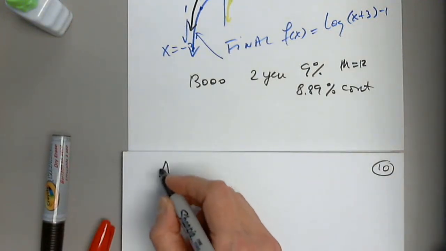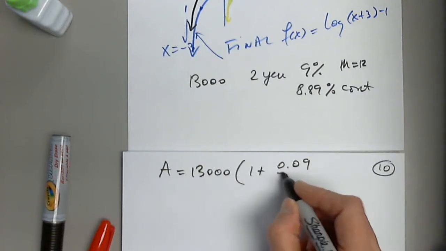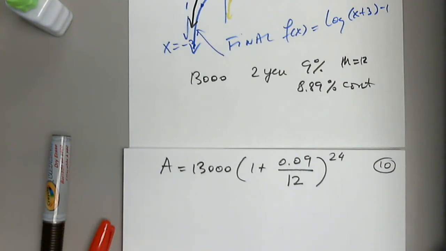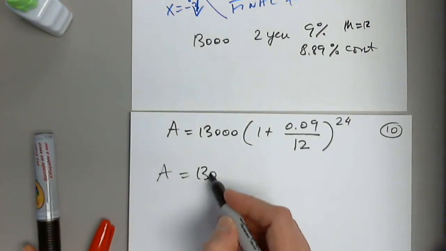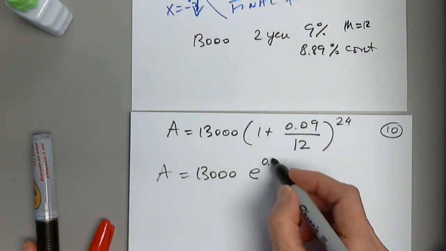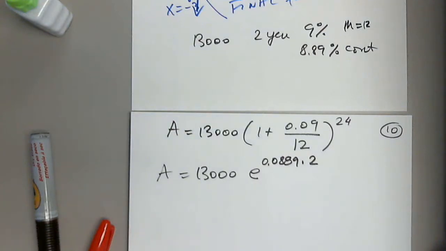For the first one, we have A equals 13,000 times (1 plus 0.09 divided by 12), everything raised to 24, 2 times n. And the other one will be 13,000 e raised to 0.0889 multiplied by 2. Where did you get 24? 2 years, 2 times, it's nt. N is 12, t is 2.